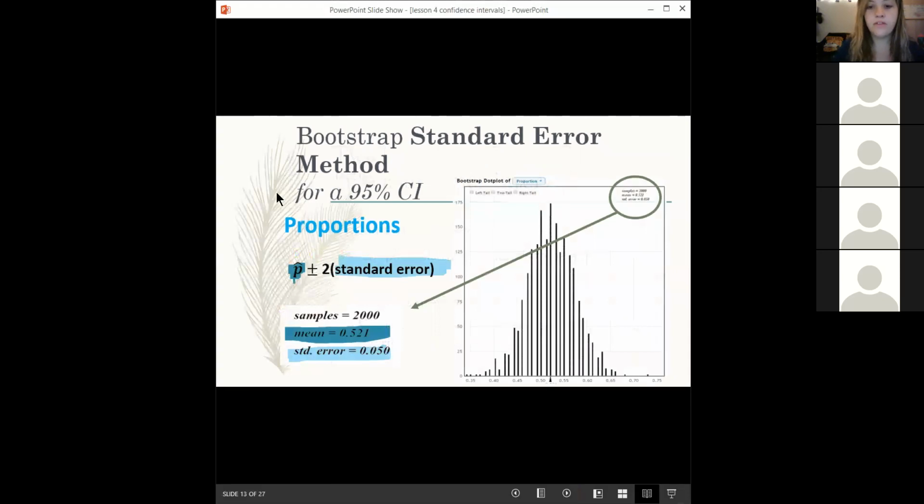Just to highlight on StatKey, these are screenshots I took as an example, showing how to read the different things on StatKey. If we do the bootstrap standard error method, remember it has to be approximately normal for this. In the top right hand corner up here, can you guys see my mouse? Can you see when I'm twirling it all around like this?